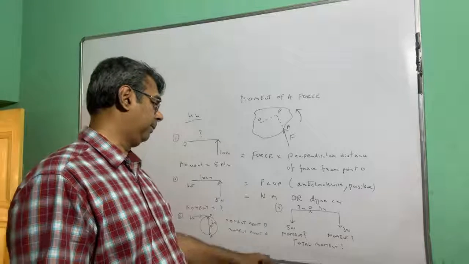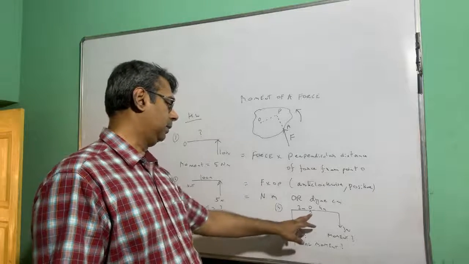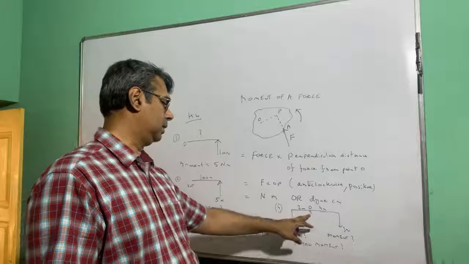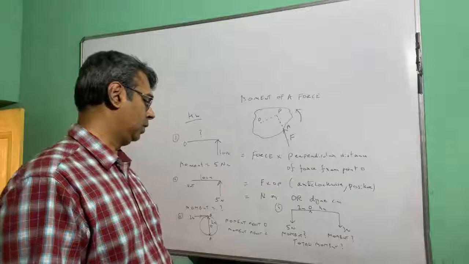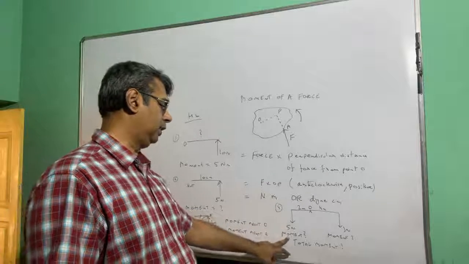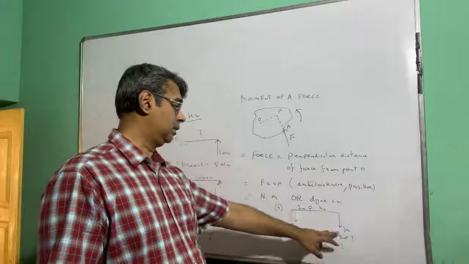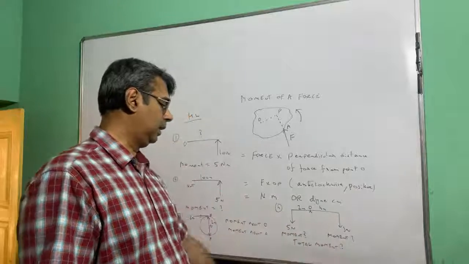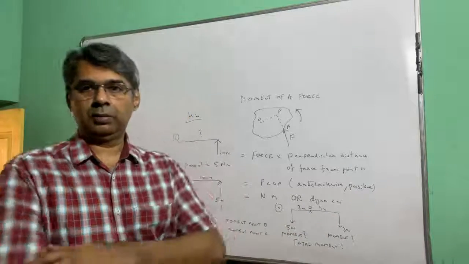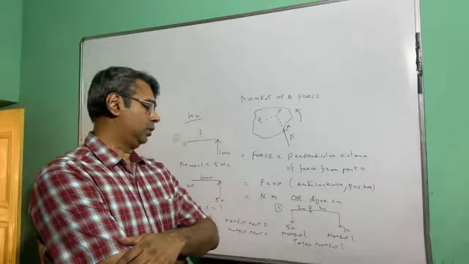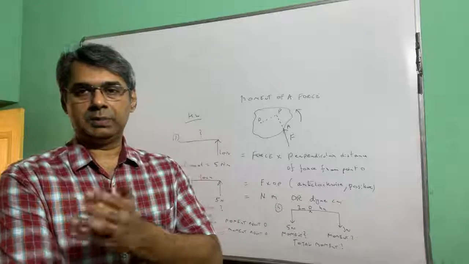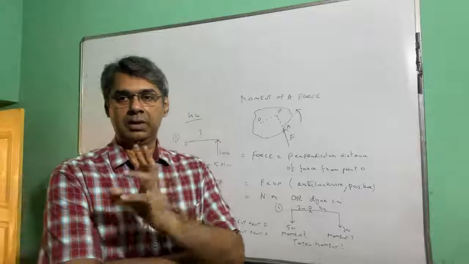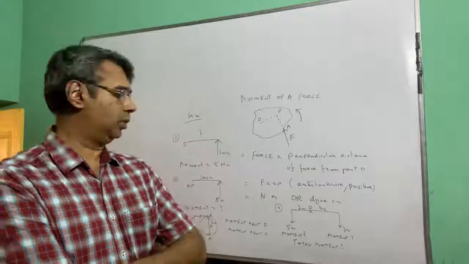Question number 4. There is a pivot at O, and this is at 2 meters from the left and 4 meters from the right. So this force is 5 Newton, you have to find the moment, and this force is 3 Newton, you have to find the moment, and also you will have to find the total moment, right? So total moment, how will you find it? You know that anti-clockwise is positive, clockwise is negative. So using those sign conventions, you can find the total moment.